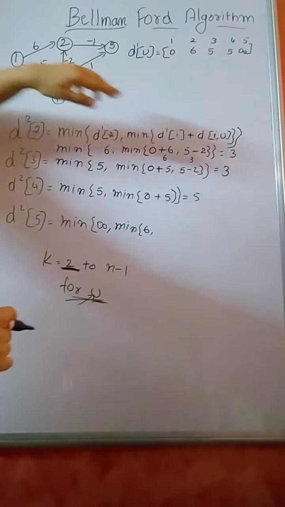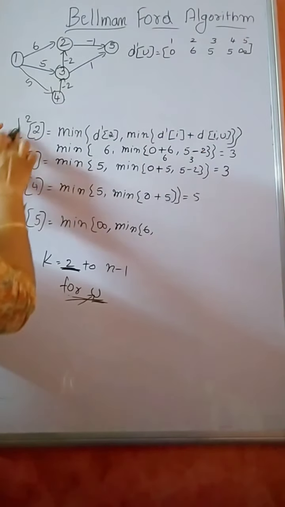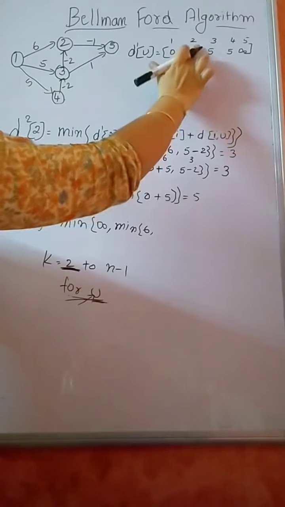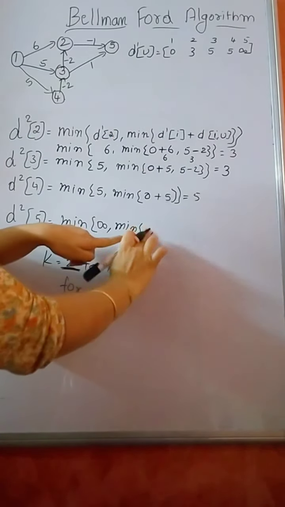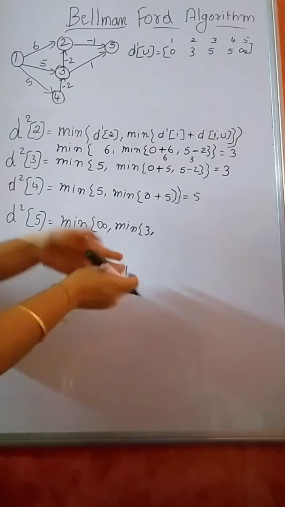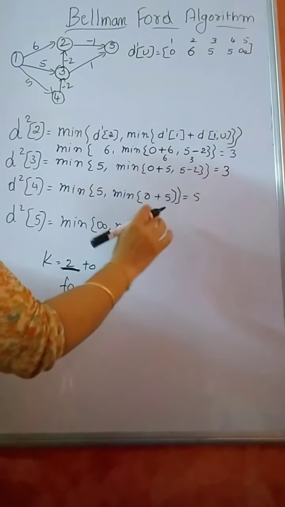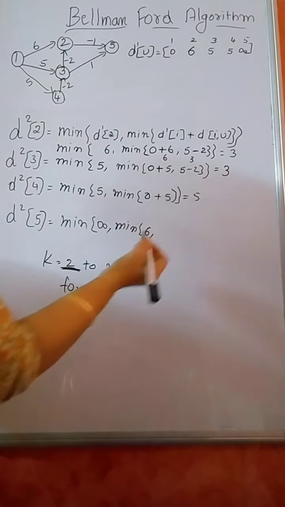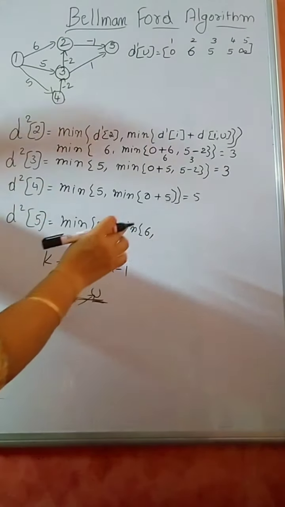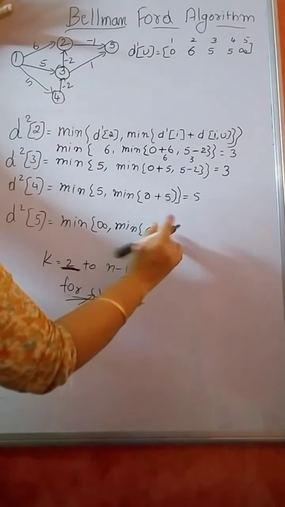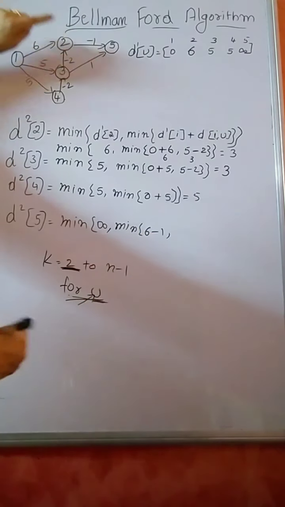So that's why I told you don't update it immediately. If I'll update it immediately after getting the distance to the 2 as a 3, then while considering here I'll consider it as a 3, not as a 6. Okay, that's why I told you don't immediately update it. Previous distance to the 2, what is previous distance to the 2? It is 6, and 2 to 5 is minus 1. That is for one incoming edge.